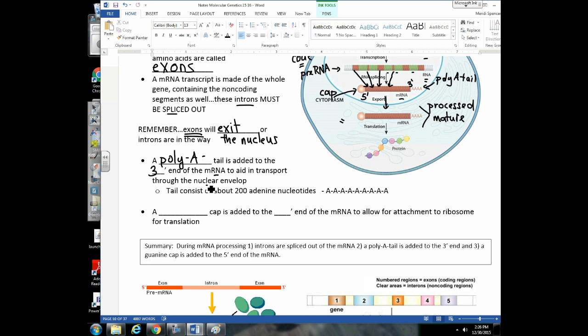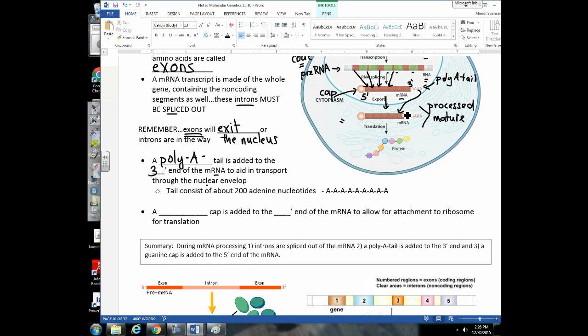You do not want to go head first, right? You're going to go tail first. So it's the tail that is going to lead the mRNA out of the nucleus. So the tail goes through the opening first, and then eventually the head is going to follow out.